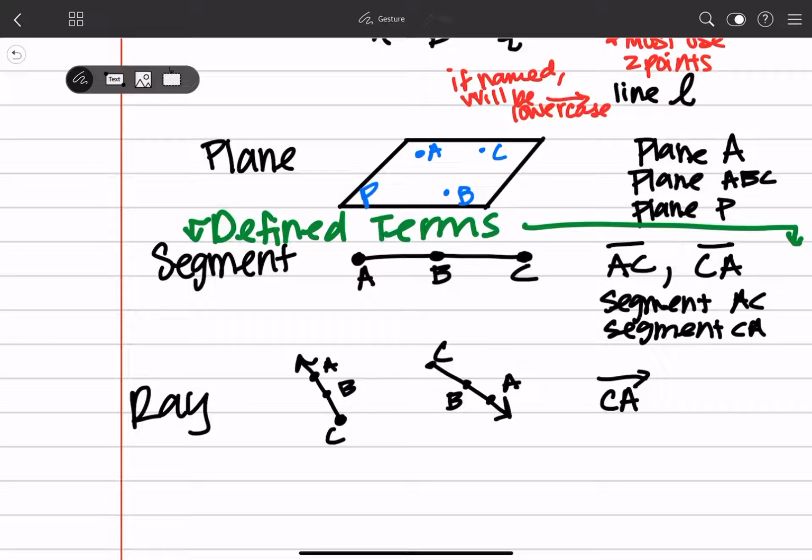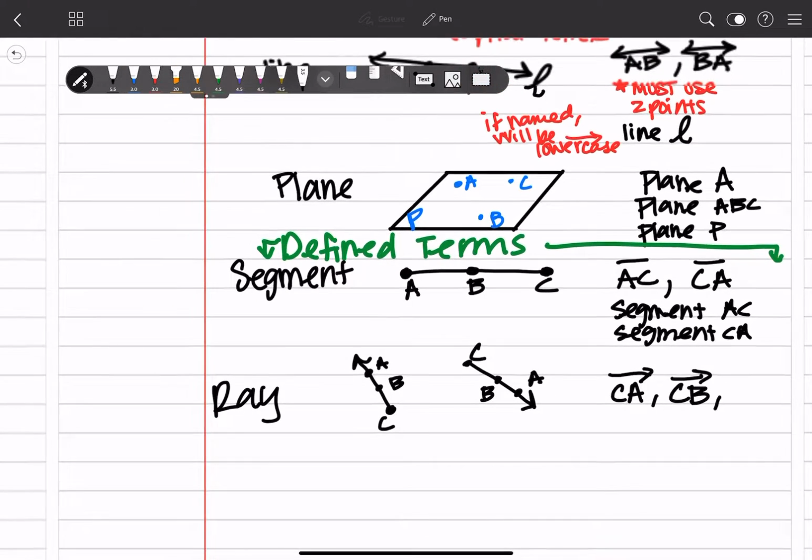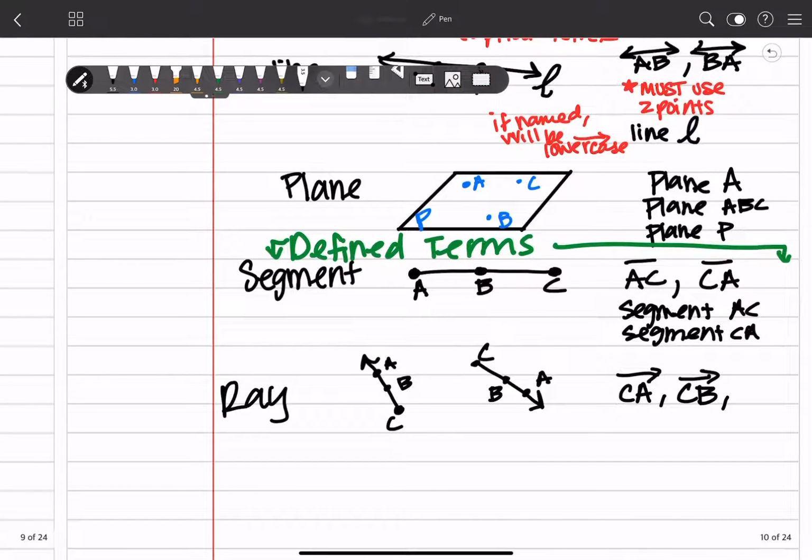If you'd like, you notice that there's also another point here. You could also write CB, ray CB. Again, computer world, so sometimes we're going to have to write ray CA and write it out a little bit more and use our words. Sorry, guys, I'm running out of room. You can also write ray CB, however you need to.